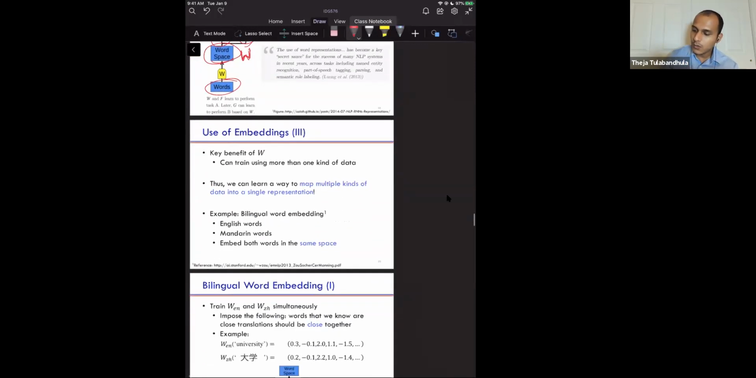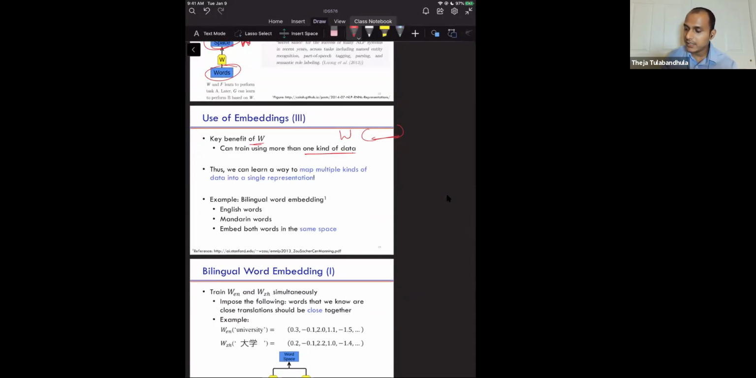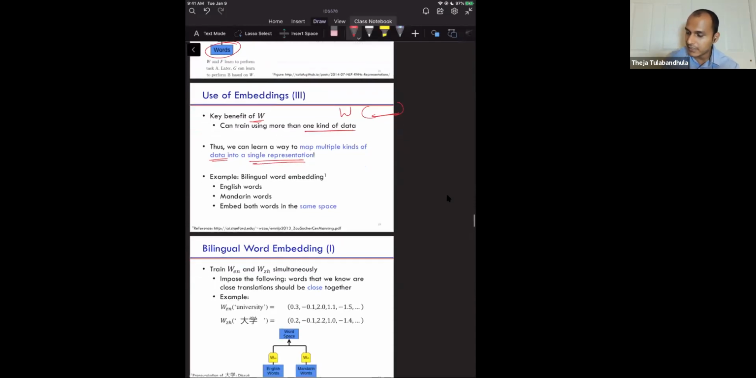Now, there are a few key benefits of doing this word embedding. The first thing is you can train with more than one kind of data. We learned W, let's say, using sequences of 5 words from Wikipedia or the New York Times. If we learn W, then we can learn a way to map multiple datasets into a single representation. So think of two different datasets: let's say English words and Mandarin words.